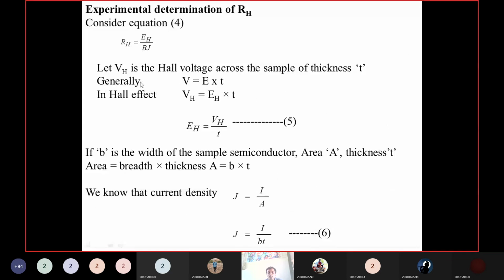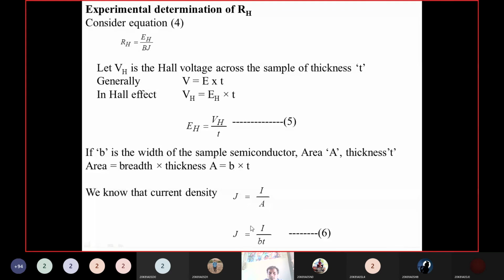Now we have to calculate the Hall voltage also. The relation between voltage and electric field is V equal to E into t. Applying this, V_H is equal to E_H into t, so E_H is equal to V_H by t. Taking the area of the specimen A as breadth into thickness, b into t, and according to the current density formula, J is equal to I by A, the current passing through unit area. So J is equal to I by bt.